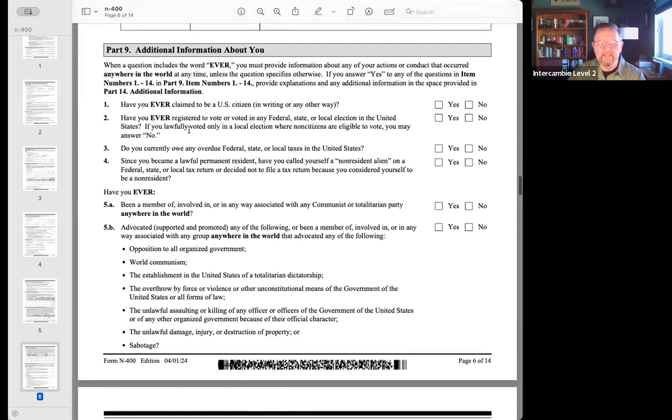Part 9 is what used to be called Part 12 in the old form. This is the part that refers to what kind of person you are. Are you a person of good moral character? And be aware that these questions include the word ever, and that means at any time, anywhere in the world, not just in the last 3 or 5 years, okay? If they ask ever, they mean ever.